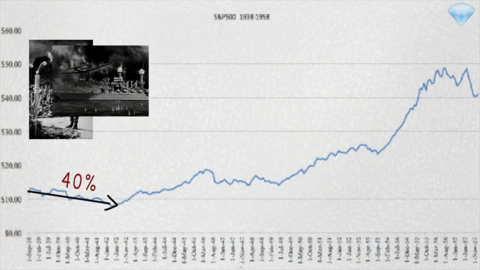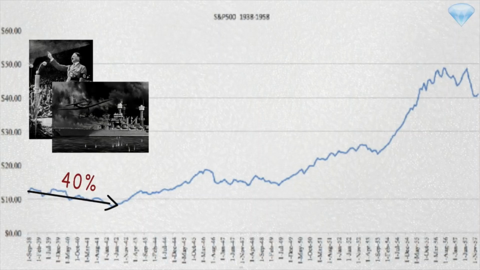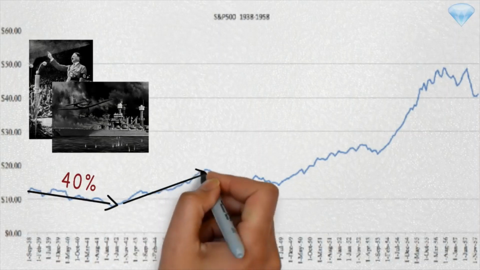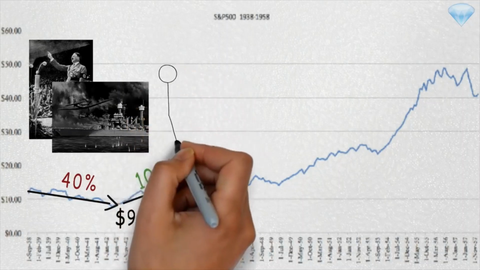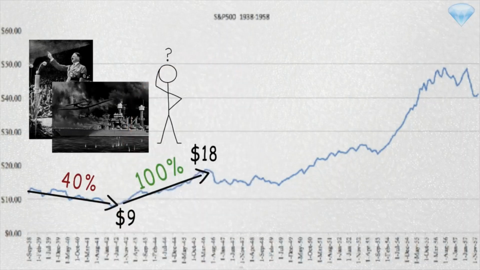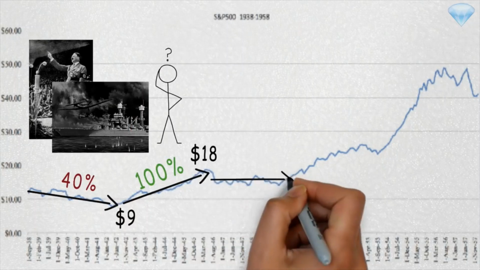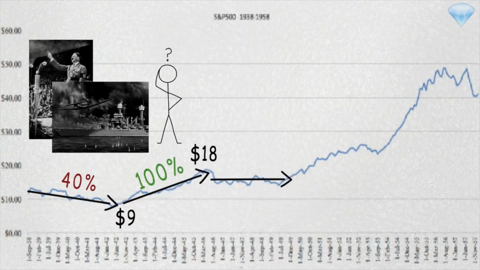This is when Pearl Harbor was attacked by the Japanese. After this disturbing event, the market had a small rally until 1946. It increased from $9 to $18. That's a 100% increase. At that time, no one really thought that this was possible. The market would increase during the second half of World War II, which is quite astonishing.